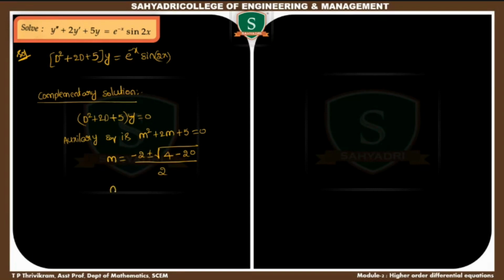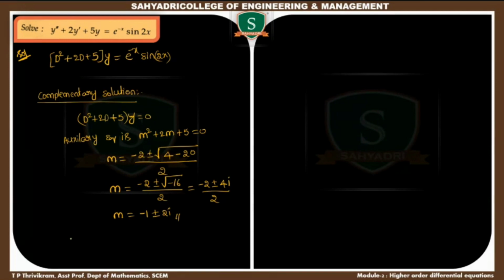Okay, so m is equal to minus 2 plus or minus root of 4 minus 20, it is minus 16. So root minus 16 will get divided by 2, which is nothing but minus 2 plus or minus root 16, which is 4. Under root minus is there, you have to write i, divided by 2. So m will be minus 1 plus or minus 2i.